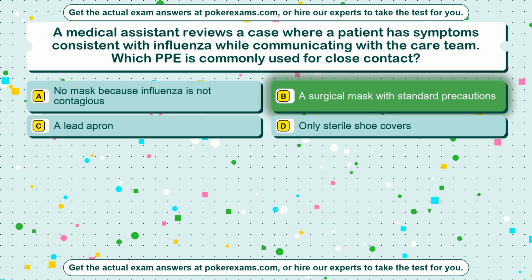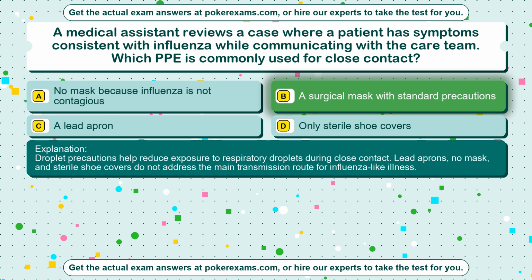A surgical mask with standard precautions. Droplet precautions help reduce exposure to respiratory droplets during close contact. Lead aprons, no mask, and sterile shoe covers do not address the main transmission route for influenza-like illness.